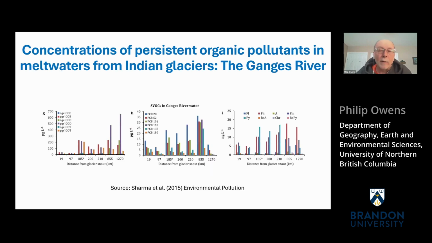And we also see it in other parts of the world, like here, where we see glaciers coming off of the Himalaya in India. This is the Ganges river system, for example. And again, different types of contaminants. If you look at the middle one, we see those PCBs again.